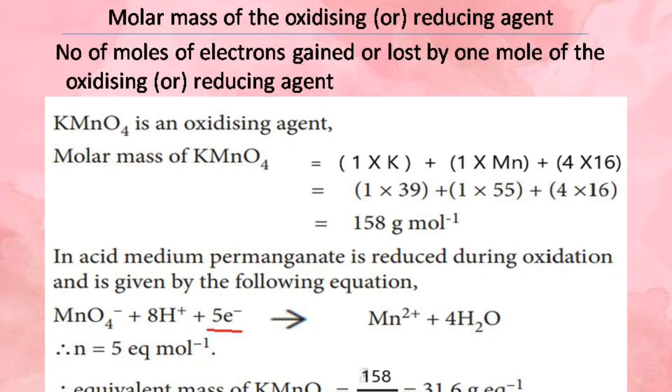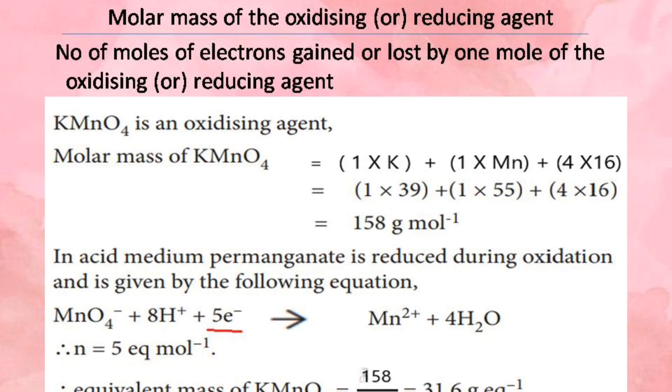Now KMnO4 is an oxidizing agent, that is given in the ionic equation. Don't bother about that ionic equation. Just see the ionic equation: MnO4 minus plus 8H plus plus 5 electrons gives Mn2 plus plus 4 moles of water. Here the 5 electrons are present on the reactant side, which means the 5 electrons are gained by MnO4 minus, that is potassium permanganate. So it is gained, which means it is an oxidizing agent.